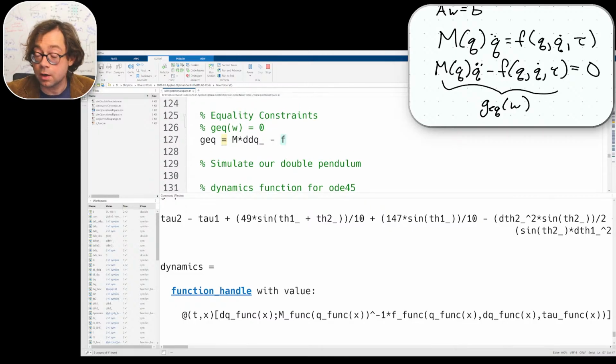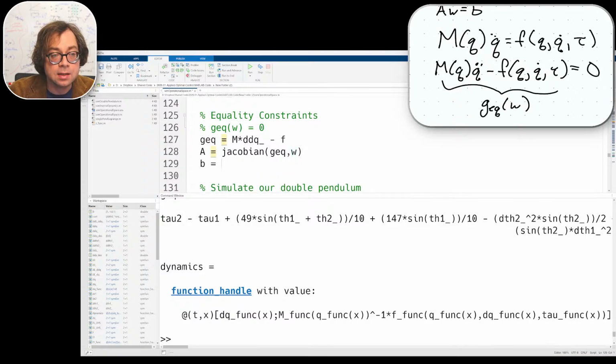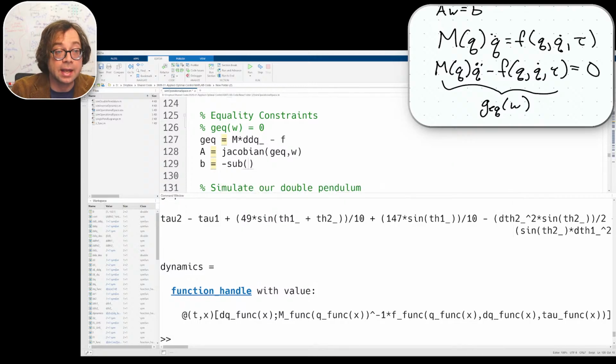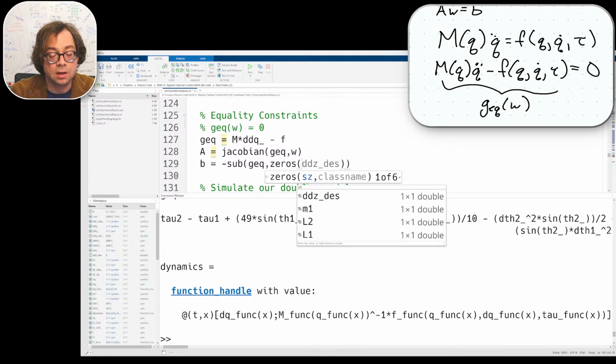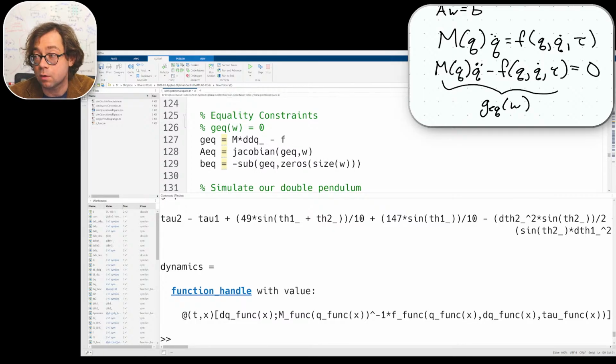So if we want to know what our A matrix is, our A matrix is just the Jacobian of GEQ with respect to our decision vector W. And B is the negative, because we're putting it on the other side, of all the constants left over when you substitute in 0 into your equality constraints. We've done this before in much simpler contexts, where we have zeros of the size of W to make sure that's the right size, okay? That's AEQ for the equality constraints and BEQ for the equality constraints.